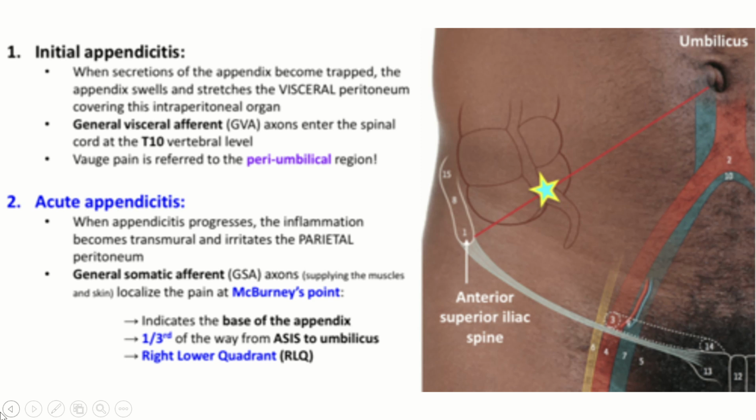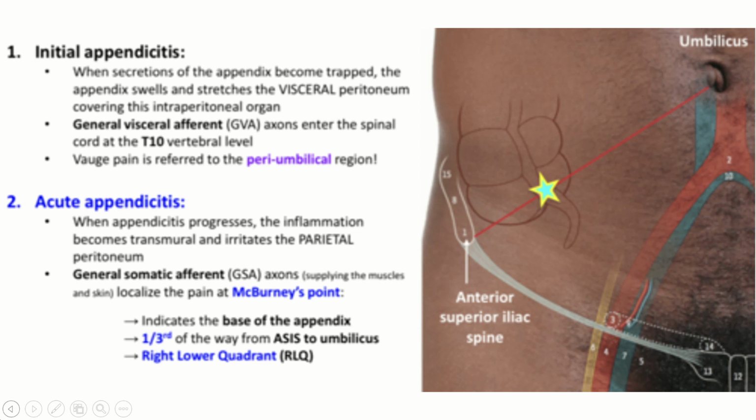Now, when appendicitis progresses, the inflammation becomes transmural. What do you mean by transmural? It will infiltrate the whole layer of the muscularis externa. It will pass from the mucosa to the submucosa, then to the muscularis externa, and it will go into the serosa. That is called transmural. Mural stands for muscle, so, along the muscle layer.